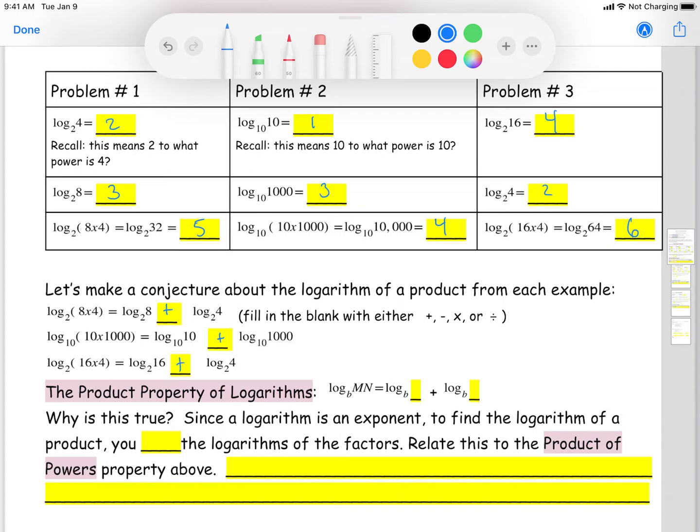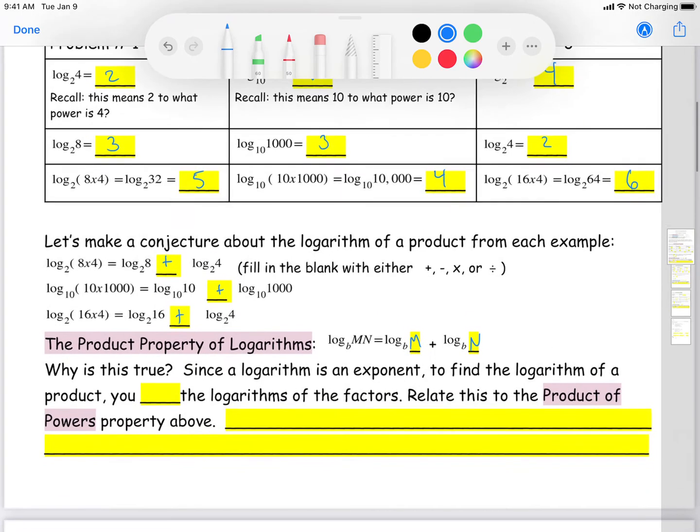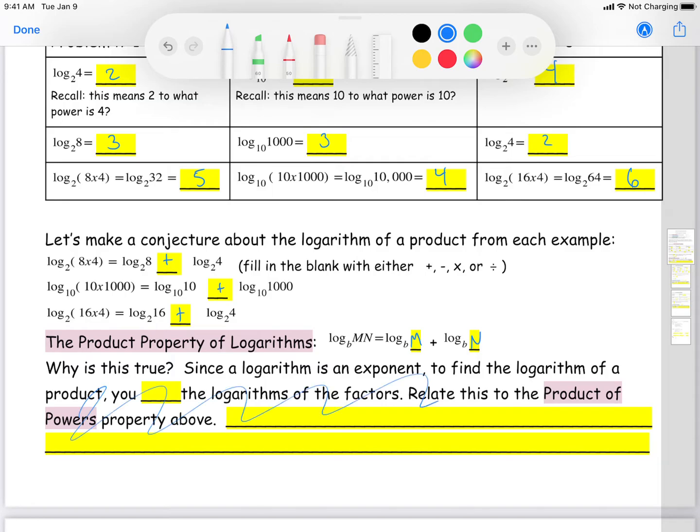So this is what leads to what we call the product property of logarithms. If I have log base b of the product of two numbers, m and n, then it's the same thing as breaking it up as log base b of m plus log base b of n. And you're probably going, well, what's the point of that? It'll make sense a little bit later, how we utilize it. All right, we're not going to worry about this stuff down here.